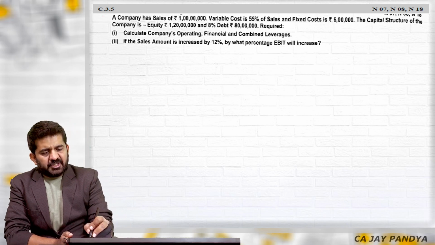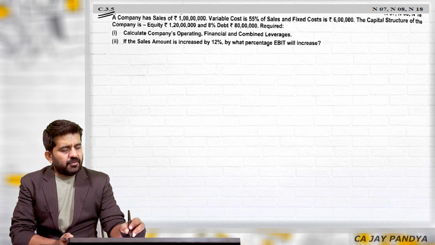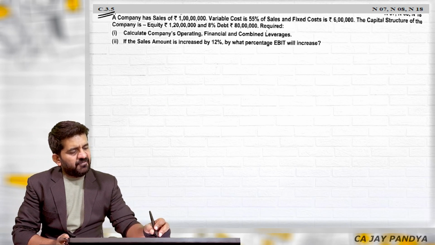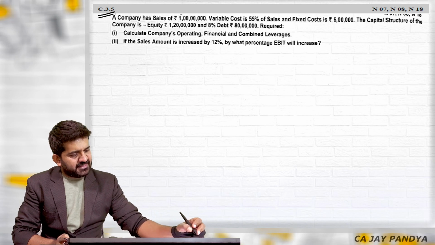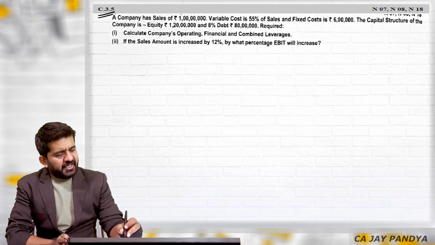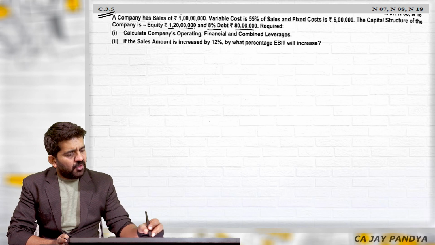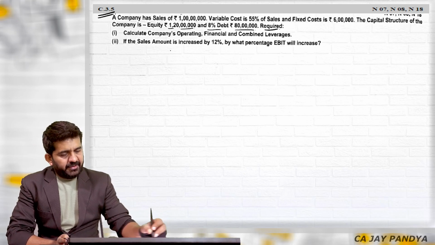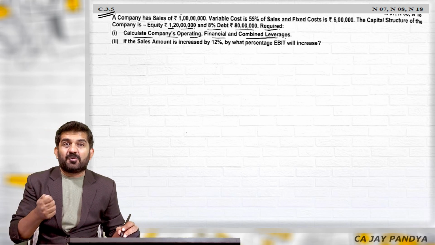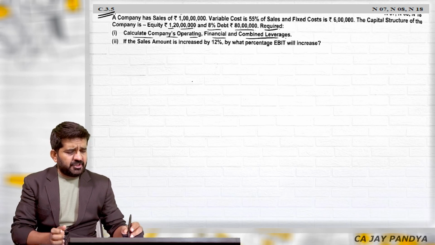Let us go to C 3.5. A company has the sales of rupees 100 lakhs. Variable cost is 55% of sales and fixed cost is 6 lakhs. The capital structure of the company is equity 120 lakhs and 8% debt of 80 lakhs. Required: calculate company's operating, financial and combined leverage. These all questions are asked in examination. Even if it is very static, we'll solve it because it is a basic question.